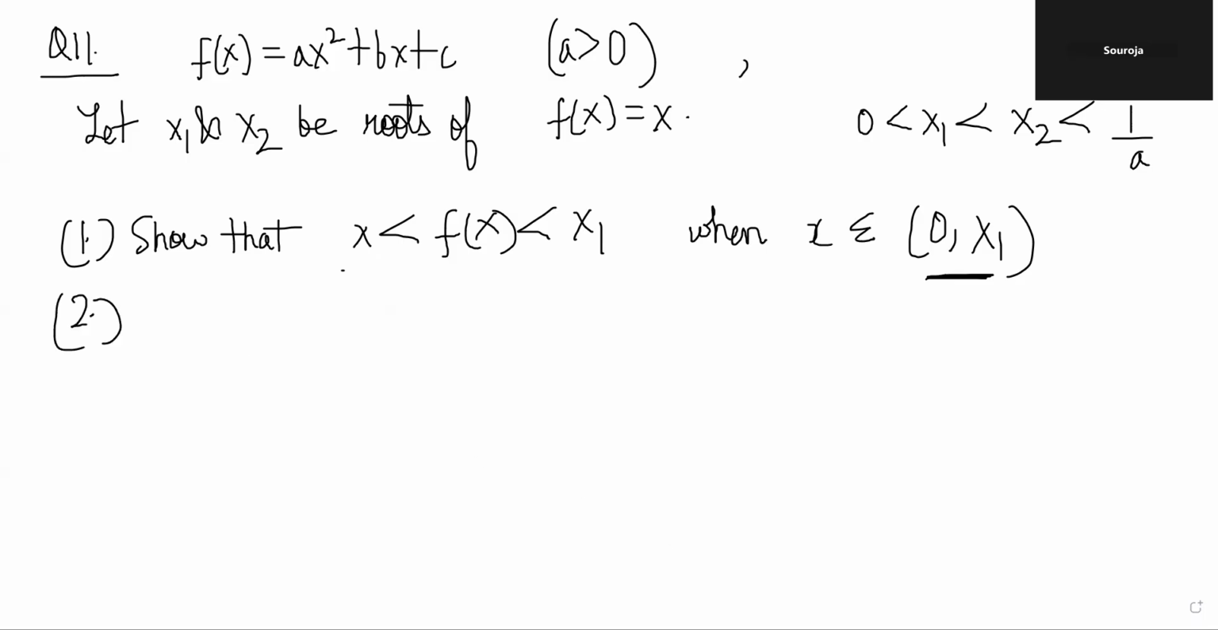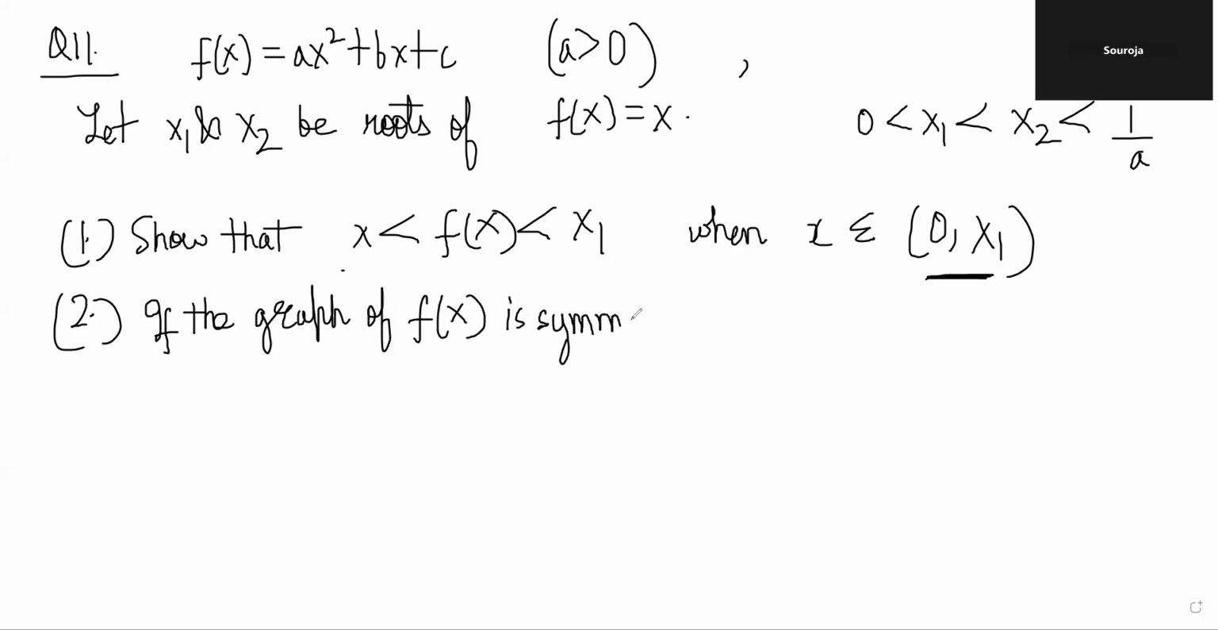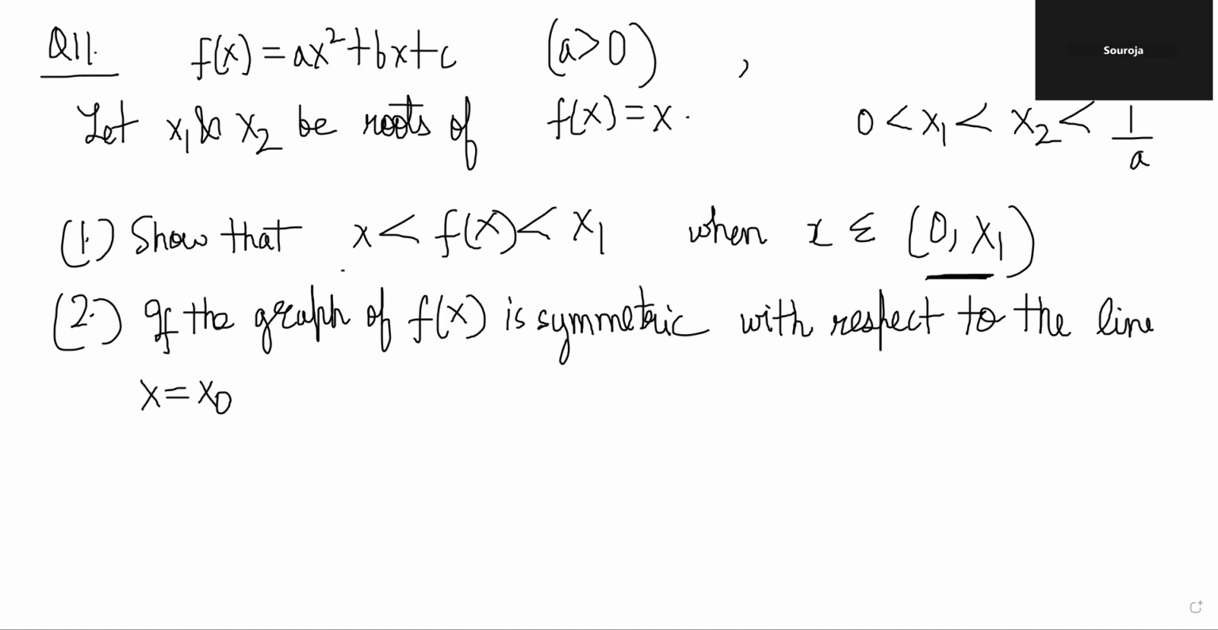And second part of it is prove that if the graph of f of x is symmetric with respect to the line x is equal to x naught, show that x naught is less than x1 by 2.